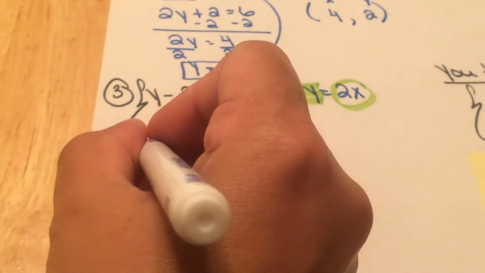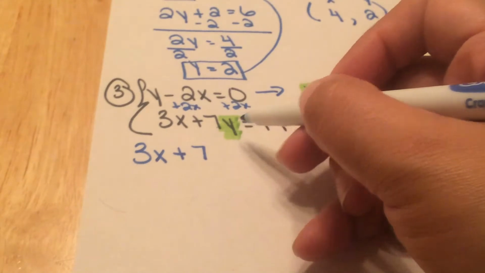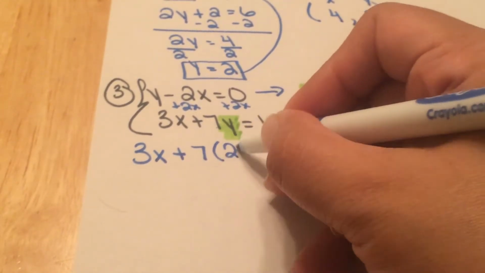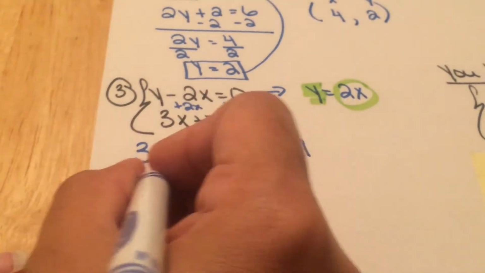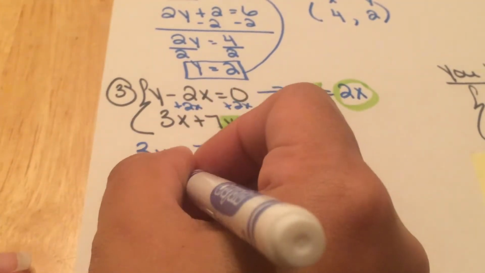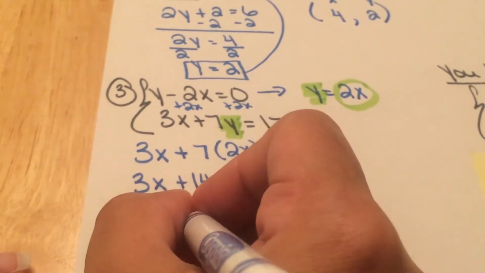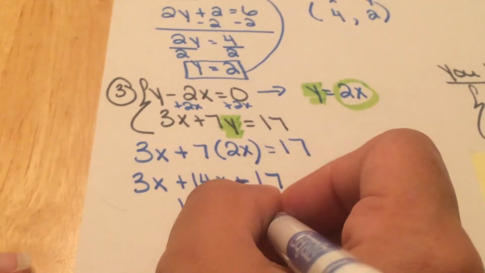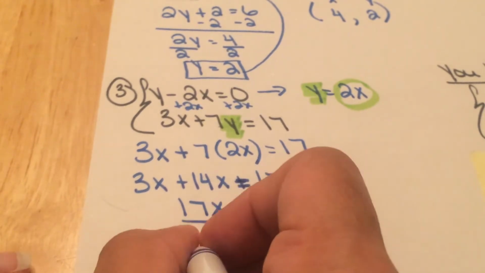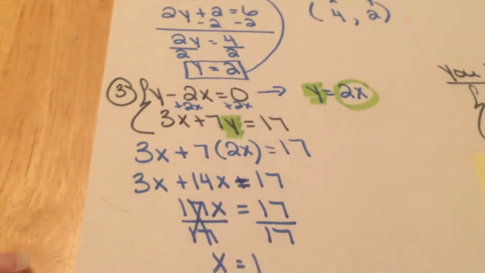So I'm going to go ahead and rewrite my bottom equation. Again, remember, a number next to a variable means multiply. So 3x plus 7 times 2x equals 17. I'm going to go ahead and multiply my 7 times 2x, and we get 14x. When I combine my like terms, I get 17x equals, whoa, sorry, I meant equals 17. Then I'm going to divide both sides by 17, and x is going to be 1.